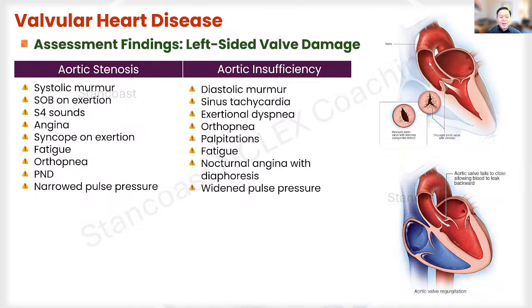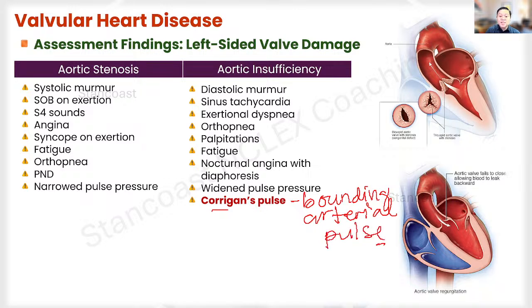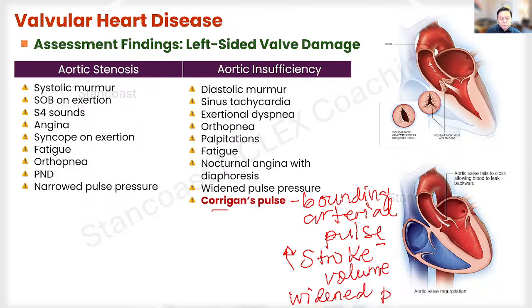The patient will also end up with a bounding arterial pulse. This is what we call the Corrigan's arterial pulse. Are you familiar with this one, guys? So the Corrigan's pulse is basically our bounding arterial pulse. And the reason for that is the increased stroke volume and also the widening of the pulse pressure. So what causes the Corrigan's pulse? This is caused by the increasing stroke volume and the widening of the pulse pressure.